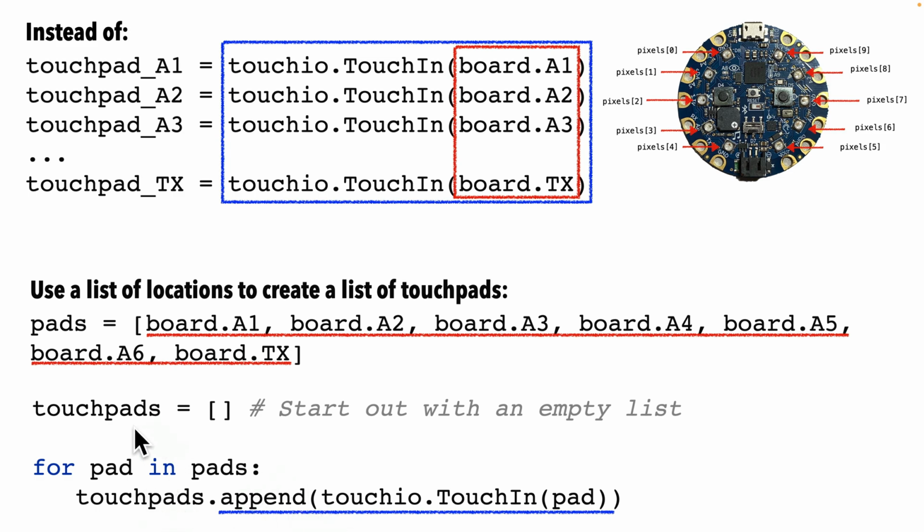So if we start out with an empty list, but we go through it 7 times, we're adding 1 element, 2 elements, 3 elements, until by the end, we've got 7 elements added to that list. So by the time we've looped through all 7 pad locations, we've got 7 TouchIn objects. There'll be 1 in each element of the touchpads list.